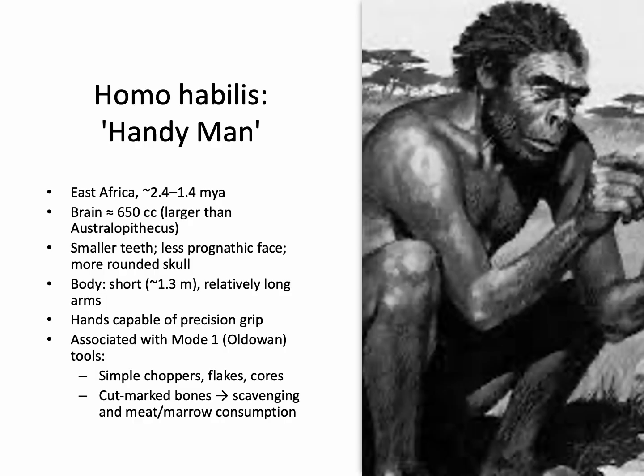Okay, enter the genus Homo. With Paranthropus on one branch of the bush, we now follow another branch that leads us into the genus Homo, the group that eventually includes us.